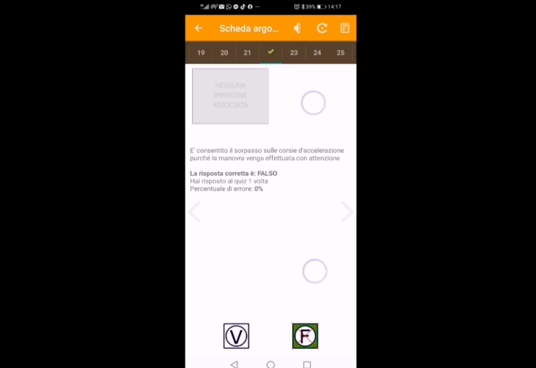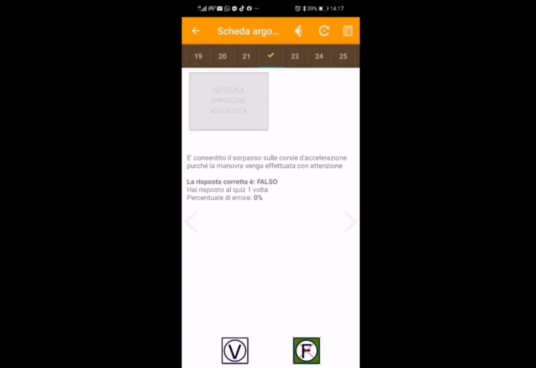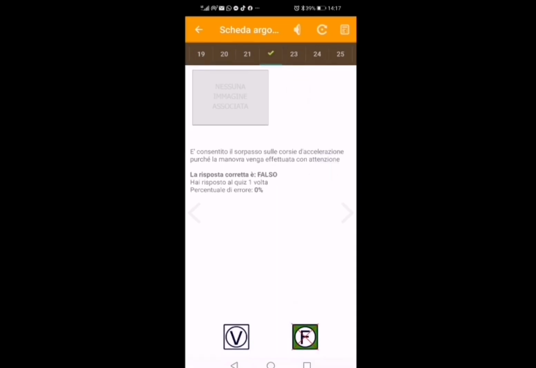Then in this case, they are saying "È consentito il sorpasso sulla corsia di accelerazione purché la manovra venga effettuata con attenzione." It says it is allowed for you to overtake in the acceleration lane, as long as you are doing your overtaking with caution. It is not allowed. The acceleration lane is not meant for overtaking. It can cause an accident. Okay, it is falso.